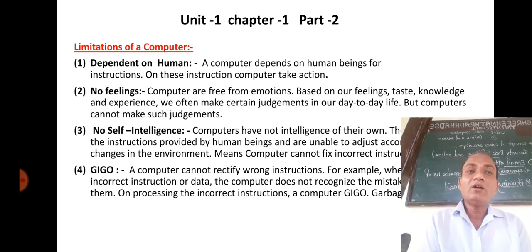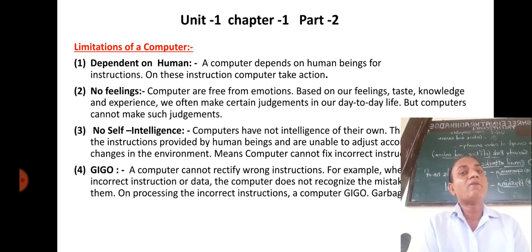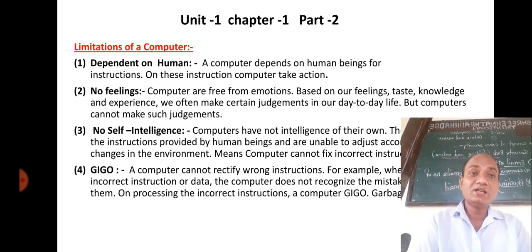Based on our feelings, taste, knowledge and experience, we often make certain judgments in our day-to-day life. Means we are humans, because we have feelings or emotion, knowledge, taste, experience. On this basis we can take our judgment or decision in our day-to-day life, but a computer cannot make such a judgment or decision. So this is the second limitation of a computer, no feelings.